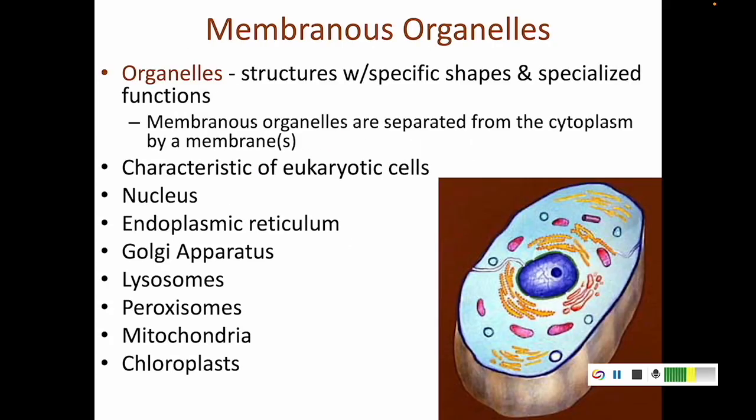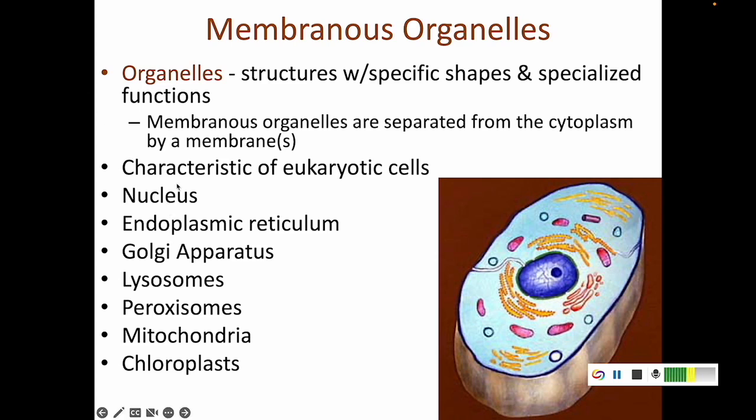Then we'll finish up by talking about our organelles. Organelles are like the departments within a Fortune 500 business. These are specific parts of the cell. They have specific shapes and specific functions, and they are separated from the rest of the cytoplasm by a membrane around them. Membrane-bound organelles are only found in eukaryotic cells, and they include the nucleus, the endoplasmic reticulum, the Golgi apparatus, lysosomes, peroxisomes, mitochondria, and chloroplasts.